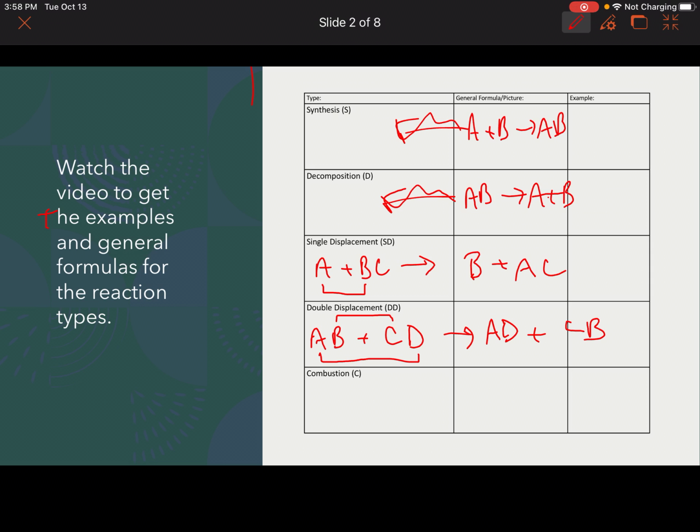Now combustion, this would be some hydrocarbon plus oxygen gas. We need oxygen gas to burn, right? It will give us carbon dioxide plus water. These ones are easy to predict the products for because the products are always carbon dioxide and water, and the difficult part will just be balancing those. So anyways, I want you to go ahead and watch the video on this, and then that will give you all of the examples here for you to write in. Okay.